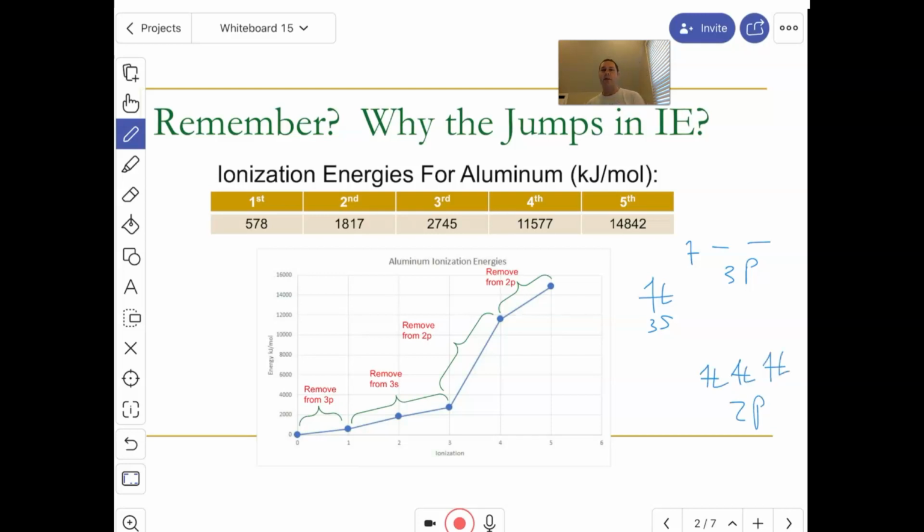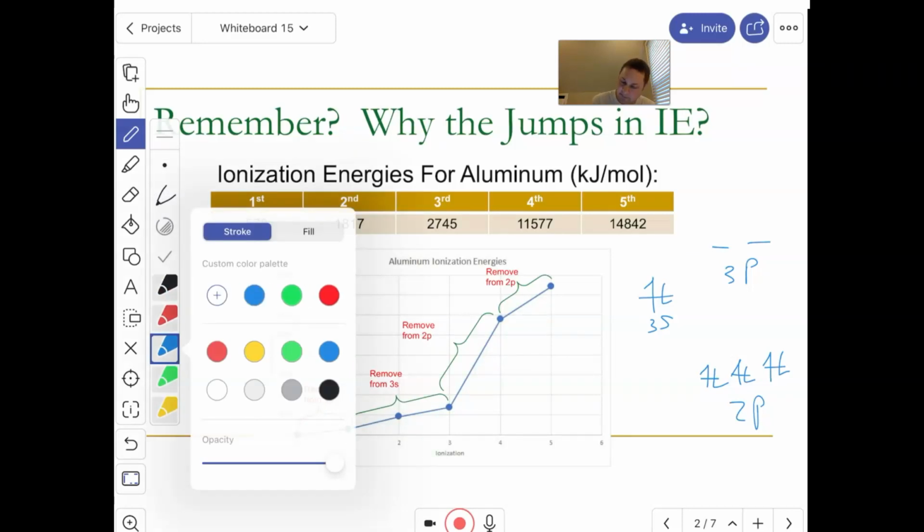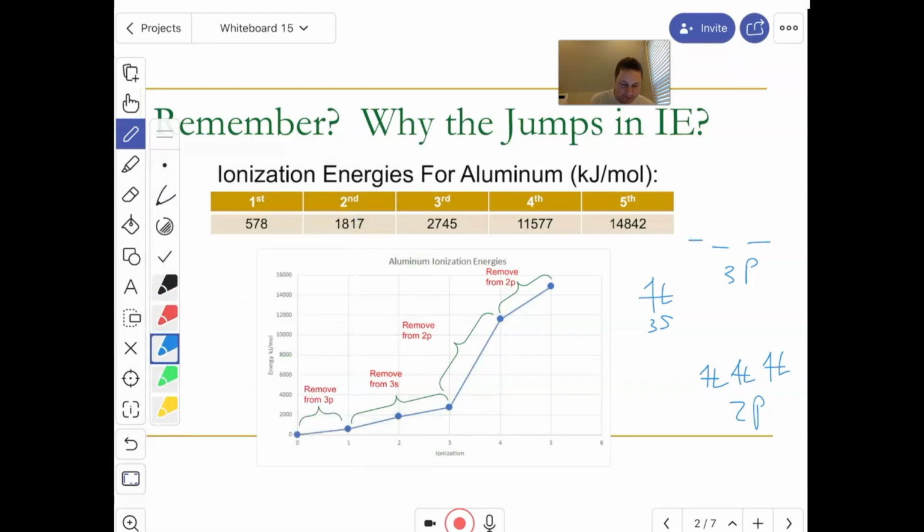Okay, so the first one that I'm going to remove is actually from the 3p sublevel. Let me see if I can get rid of that, or if I just tap it. Oh, there we go. Well, that sublevel still stays there. Okay, so that's the first one. That's going to be gone, and so I see a certain energy. The reason I'm getting a small jump between the first and the second one is I'm still in the 3rd energy level, but I'm removing it from a different sublevel.